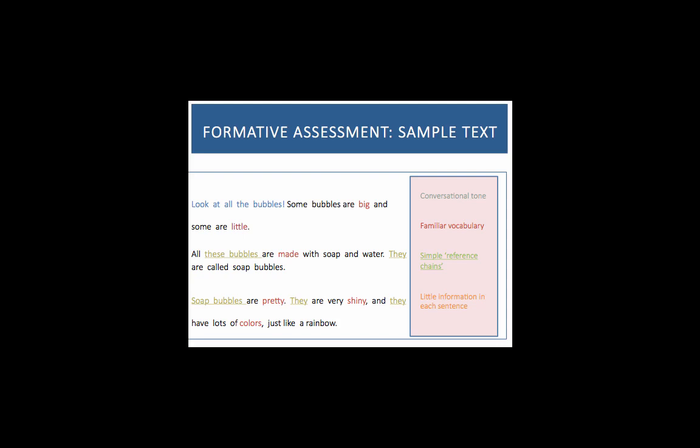If you review this text, taken from a common formative assessment, you will notice that the tone is very conversational. The vocabulary is very familiar. Most students have awareness of the language used in the text before even entering school. There are simple reference chains, so these bubbles refers to they in the next sentence, and this is a relatively simple syntactic construction. There is also little information in each sentence, which makes them easy for readers to process.